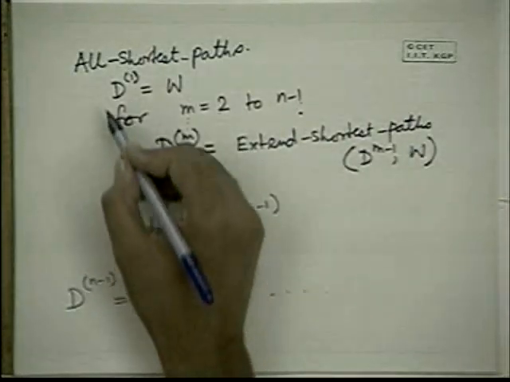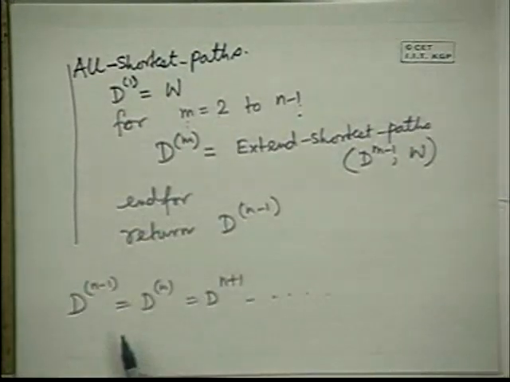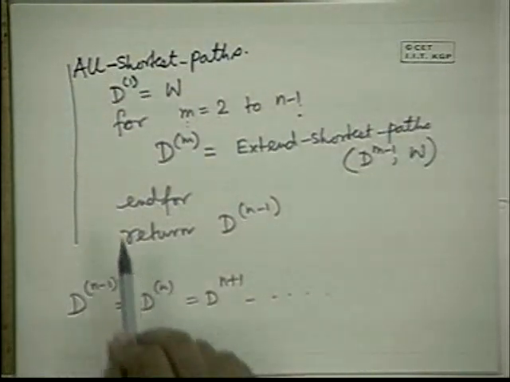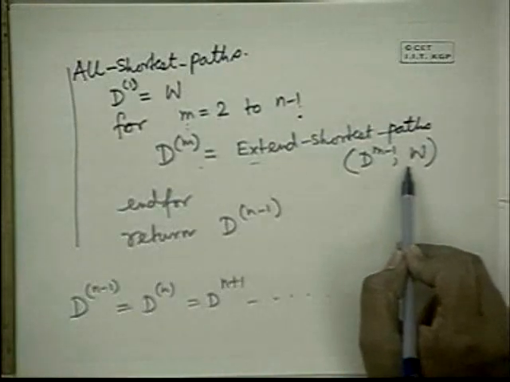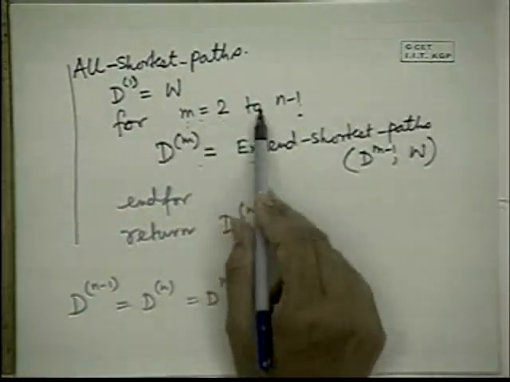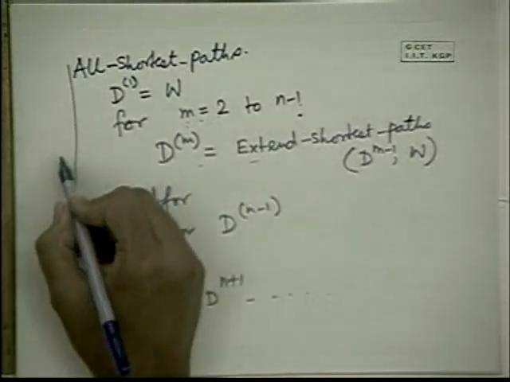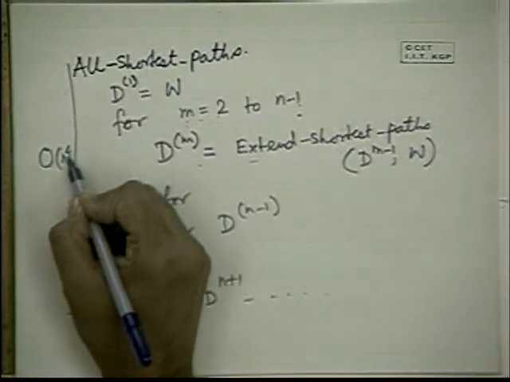Now how much time does this algorithm take? This is your shortest path algorithm now, it gives you weights of all the shortest paths. So how much time does this take? Order n to the power 4, because one extend shortest path takes n cube and you are doing it n times. So this will be an order n to the power 4 algorithm.